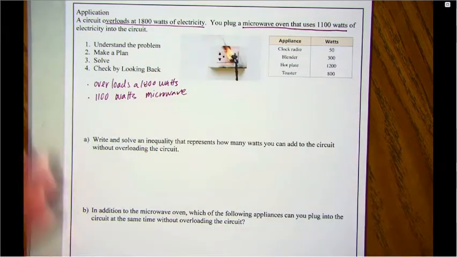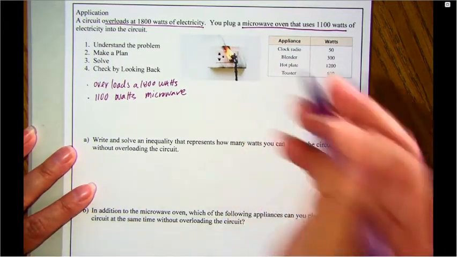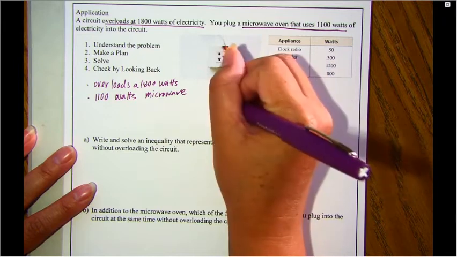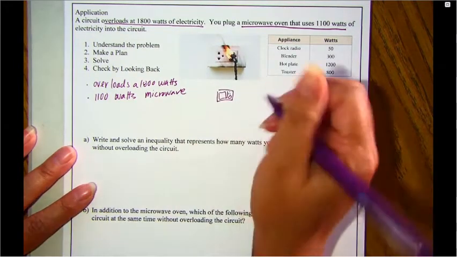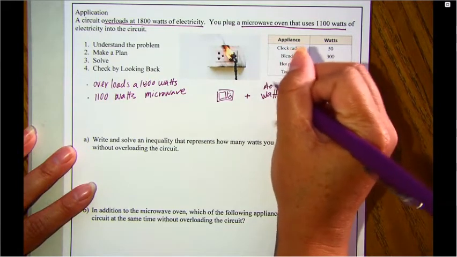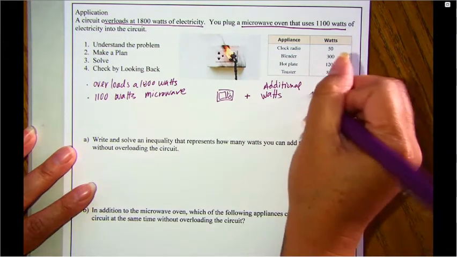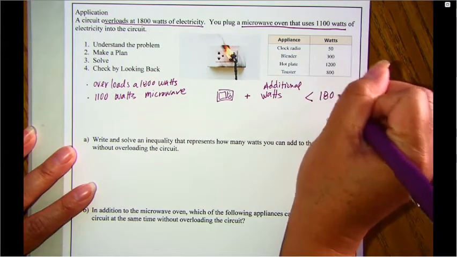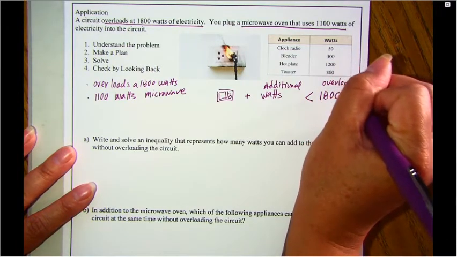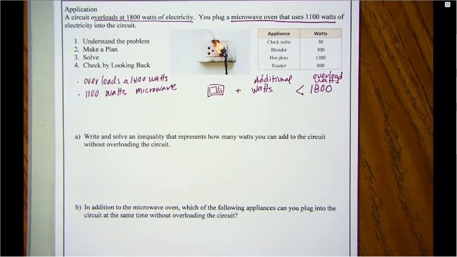When it comes to word problems, what I like to do is draw a picture of what's going on. You could draw a microwave. Here's my microwave, and I know that I also have an additional amount of watts, so I'm just going to call that watts, additional. I don't know what to draw for that, but you can draw a picture if you like. We know that it has to be less than 1800 watts, because that's the amount of overload. So overload watts is at 1800.